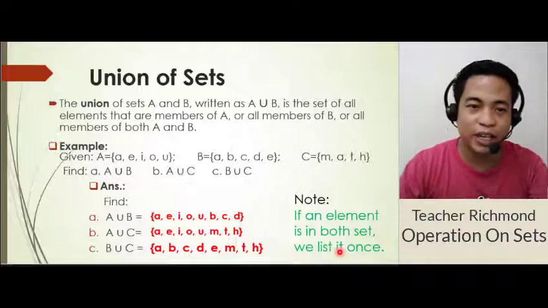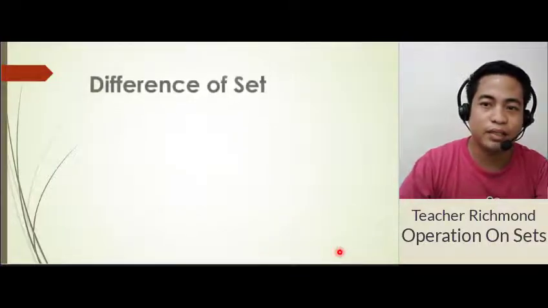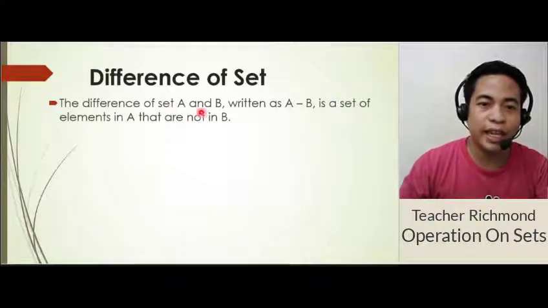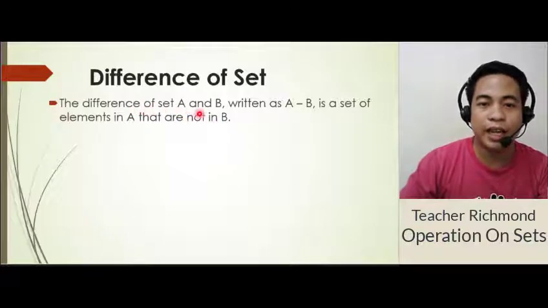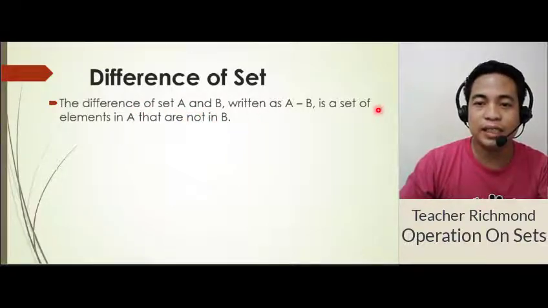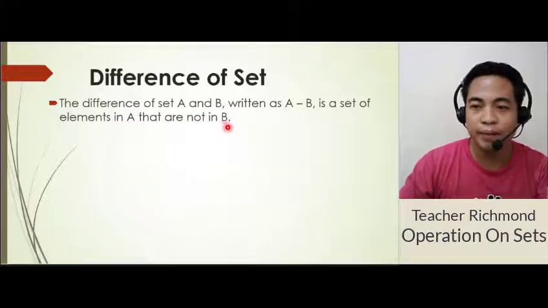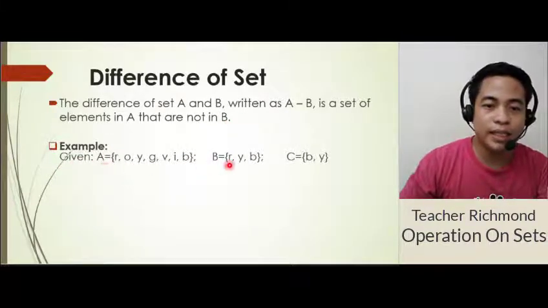Very good. So we will proceed to the next one. Difference of sets. Now, the difference of sets A and B, written as A minus B, is the set of elements in A that are not in set B. Again, the difference of sets A and B is the set of elements in set A that are not in set B.